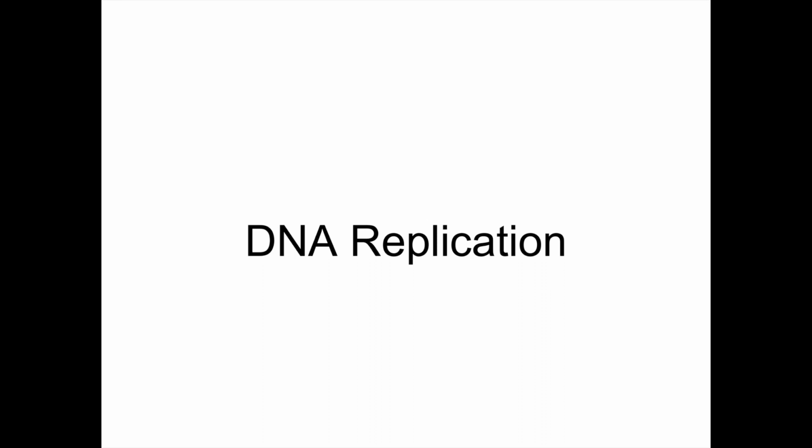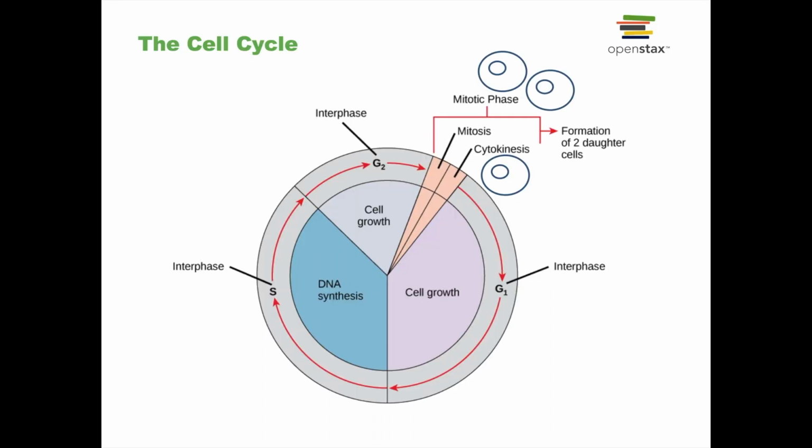about the mechanism of DNA replication. Now, before we talk about the mechanism of DNA replication, let's talk about where and when DNA replication happens. If you remember, this is the cell cycle. These are the phases through which a cell goes. It goes through the phases of G1, S, and G2, and then during the mitotic phase, it splits into two.